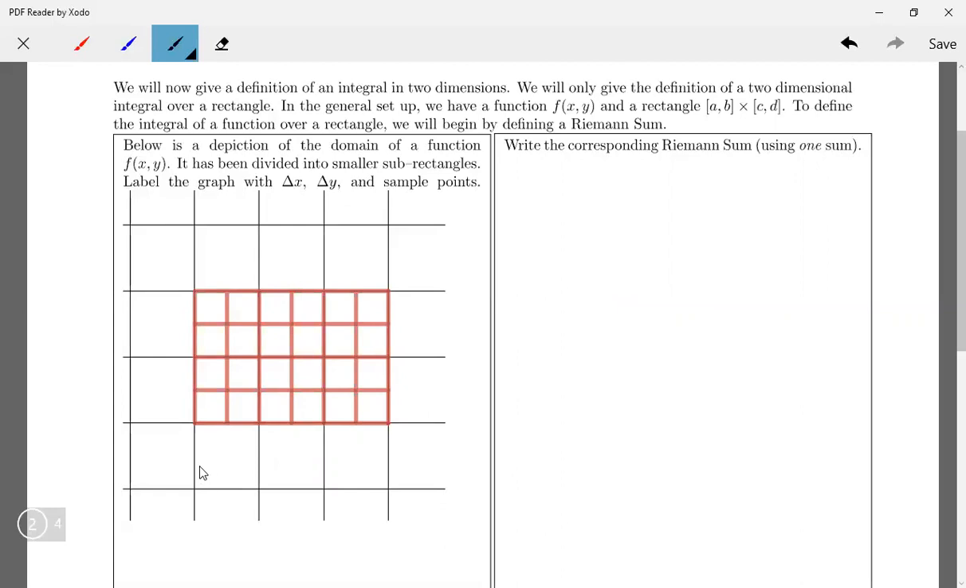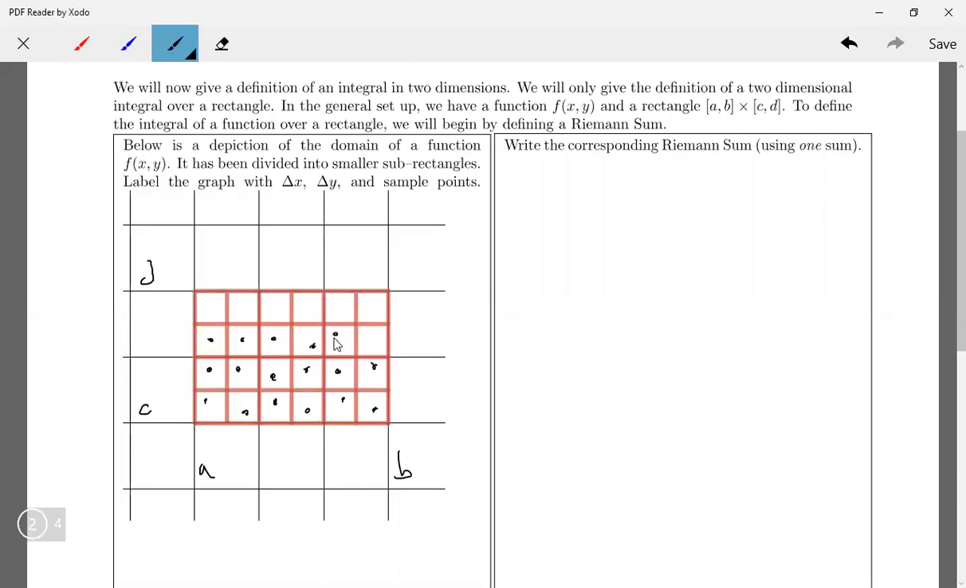Okay, so the rectangle, x goes from A to B, so let me label that. y goes from C to D. And next, we're going to pick sample points in each subrectangle. Now, it doesn't matter what sample points we pick, just as long as we pick exactly one sample point from each subrectangle. So in particular, we don't have to pick the midpoints, though we can certainly pick the midpoints.